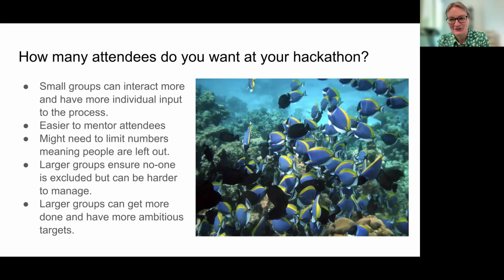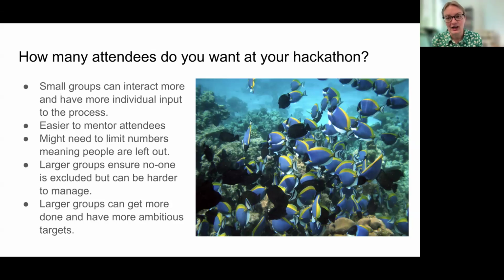I've made the mistake of just saying, oh, it's great to have massive groups of people, and it is, but big groups can be really, really hard to manage, especially if this is the first time you've run something like this. So for a first time thing, I think 30 is probably the maximum that is easy enough to deal with. Small groups are good because they can interact more, they have more individual input into the process. It also makes it easier if you've got mixed skill levels to mentor attendees.